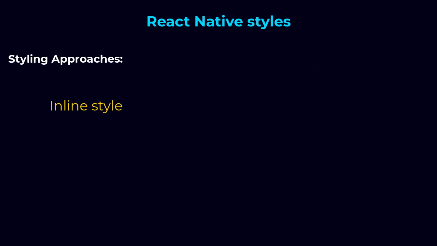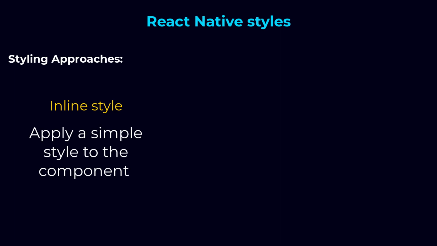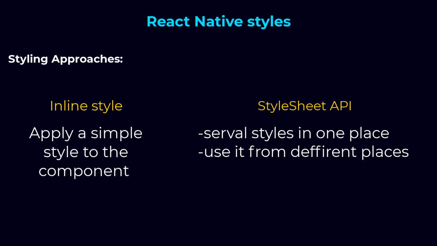There are two different ways to write style in React Native. The first is inline styles. We have already seen this style in previous videos. We use it when we want to apply simple style to a component, but if our component grows in complexity, we use the StyleSheet API provided by the React Native framework. This StyleSheet API helps us define several styles in one place using a React method, and we can use it from different places, unlike inline styles that we use only in the component tag.